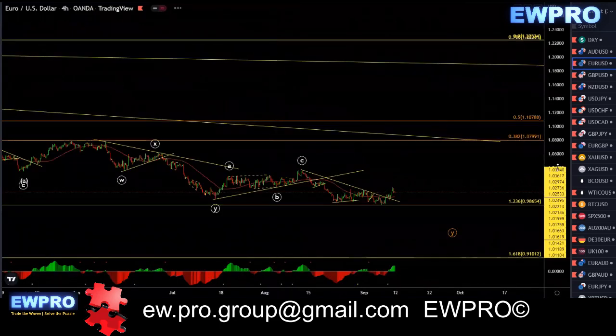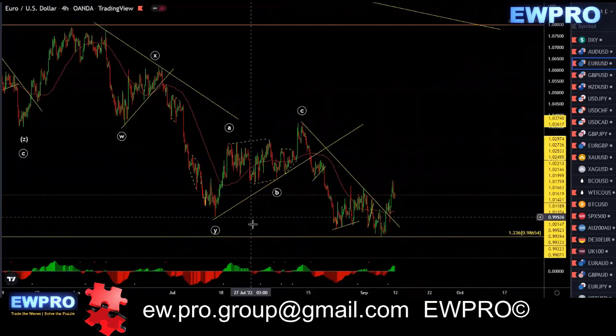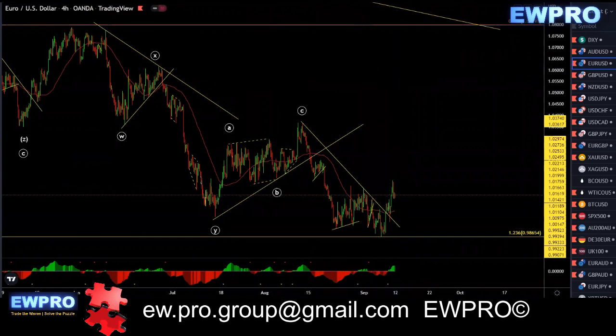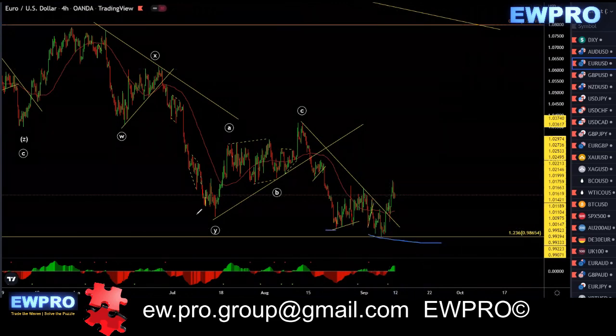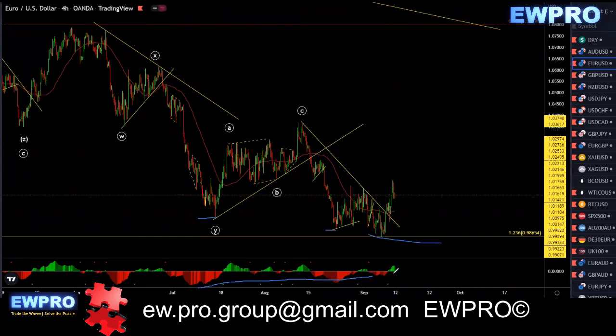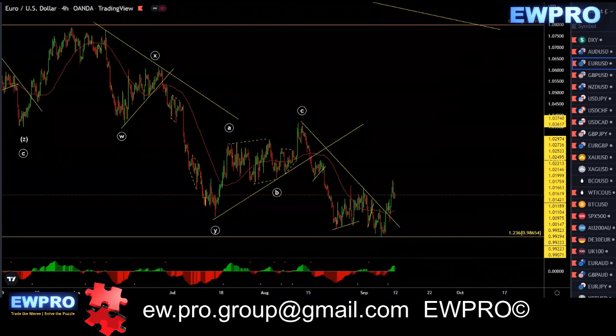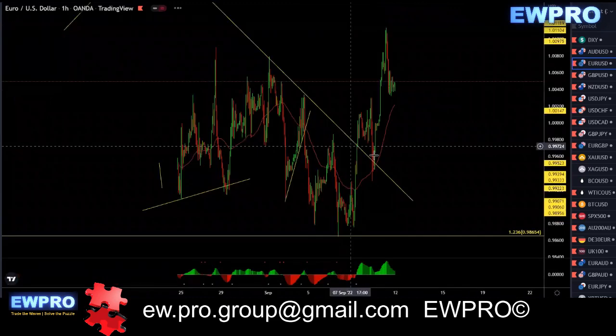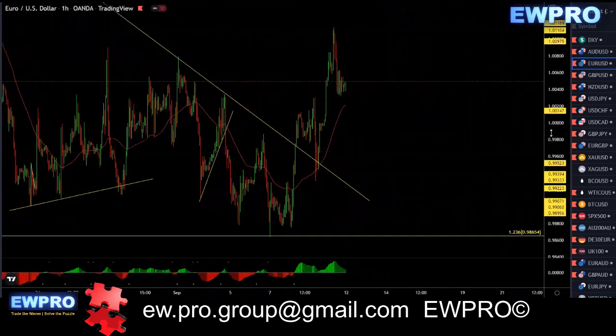On the H4, we were only looking for buys. We had that bullish divergence. Had this bullish divergence in here and in here. Got all this bullish divergence. We're only looking for the buy. So if you got the buy, you had a nice little flat in here.